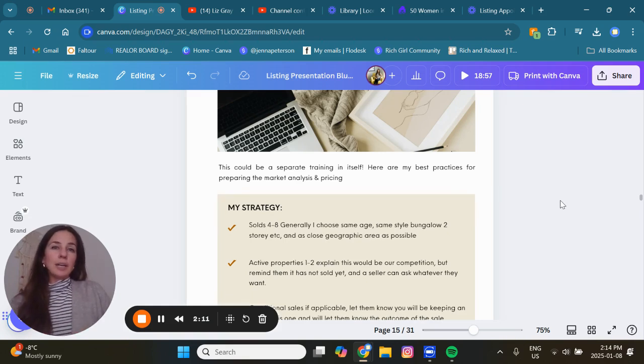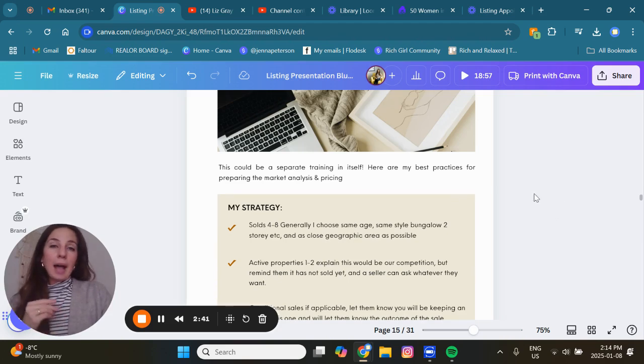The age, I try to get it at least within 10 years, like 10 to 15, 20 years maximum. But like I say, the better and closer the comps are, the fewer you need. So if you can't find good comps, choose more homes so you can show them more variety of properties, if that makes sense. So pick some sold properties.